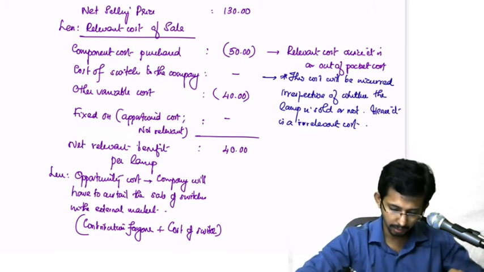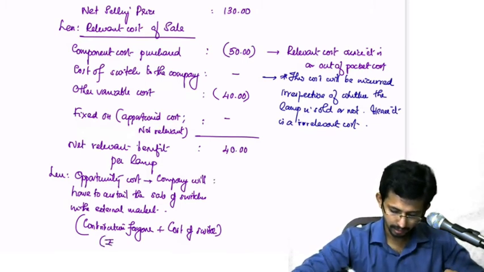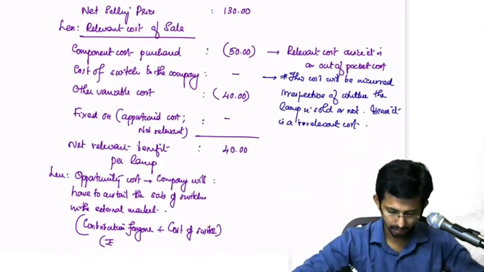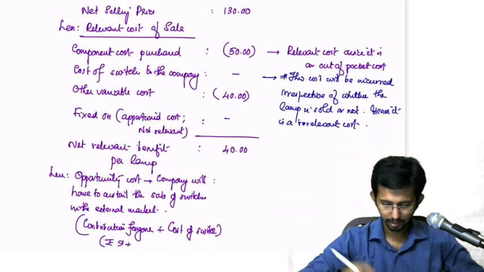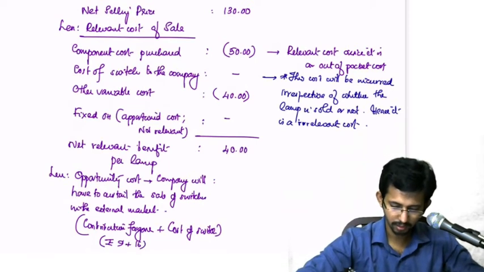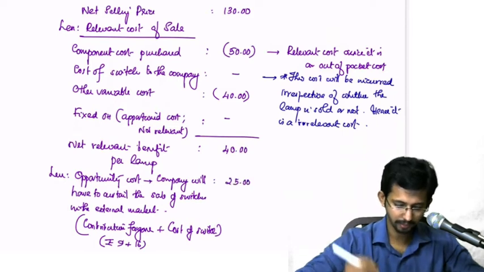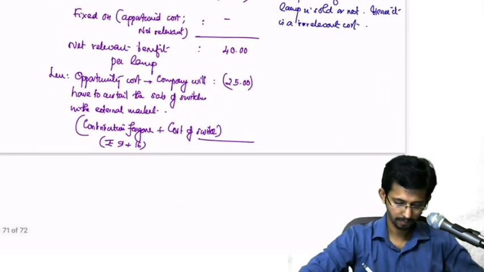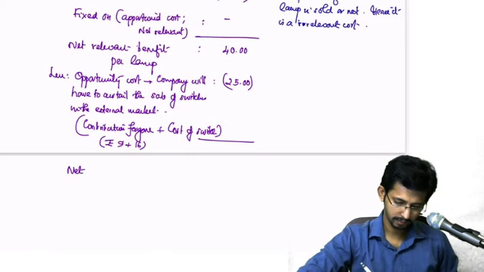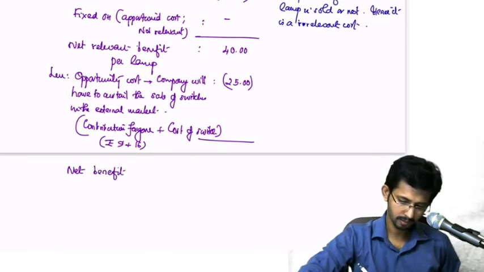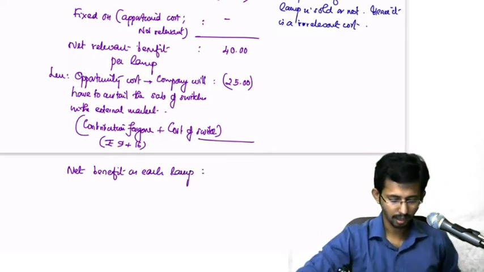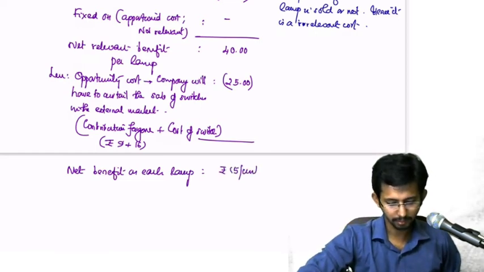Okay, so here the contribution foregone was how much? Rupees 9 plus what is the cost? 16, so that is rupees 25. So net benefit on each lamp, how much? 40 minus 25 will be rupees 15 per unit.